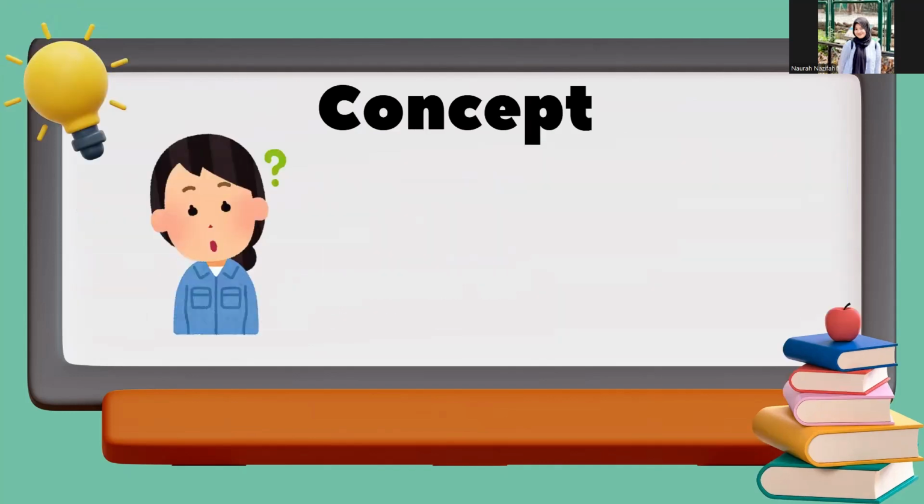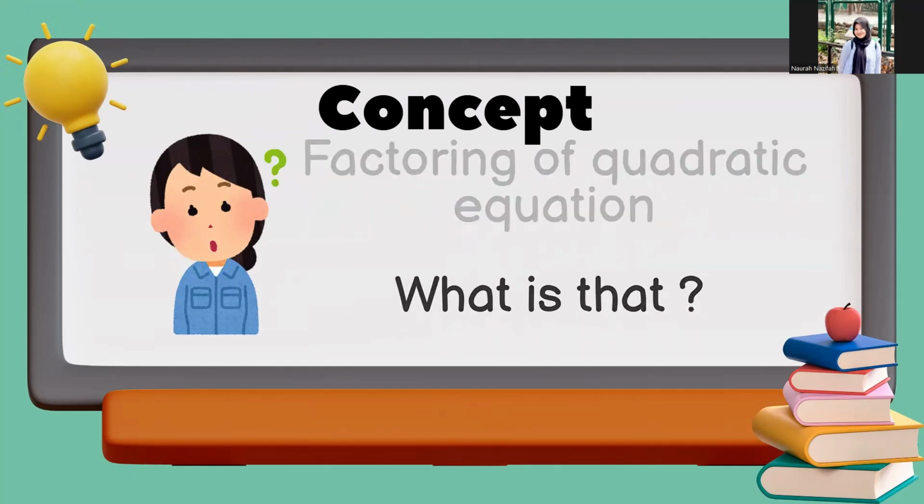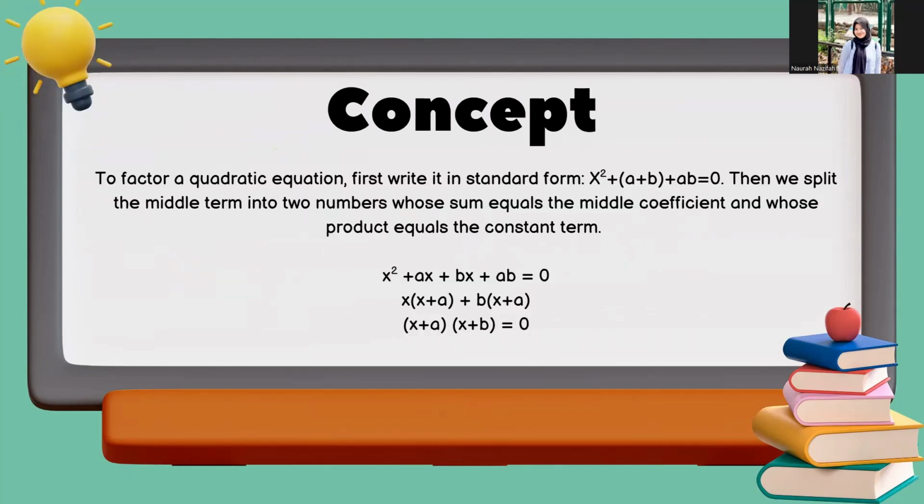Okay, to solve this, we use the factoring of quadratic equations. What is that? To factor a quadratic equation, first write it in standard form: x squared plus (a plus b)x plus ab equals 0. Then we split the middle term into two numbers whose sum equals the middle coefficient and whose product equals the constant term. Then x squared plus ax plus bx plus ab equals 0.